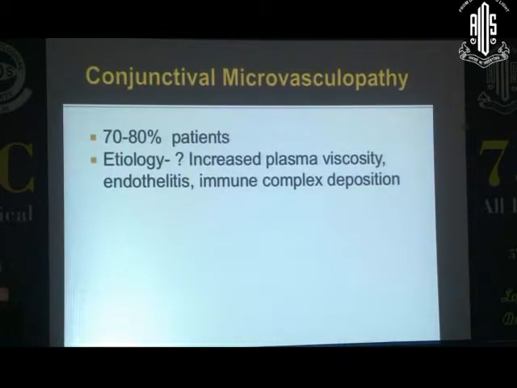Conjunctival microvasculopathy has been described in up to 70 to 80% of the patients. This manifests as some kind of segmental narrowing or cattle trucking, slowing down of the blood column of the conjunctiva. The etiology is said to be maybe the increased plasma viscosity, or there may be an endothelitis of the conjunctival vasculature or immune complex deposition.